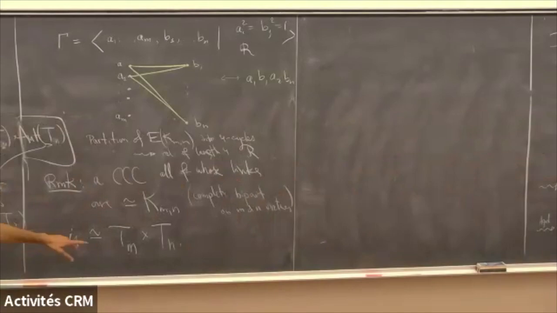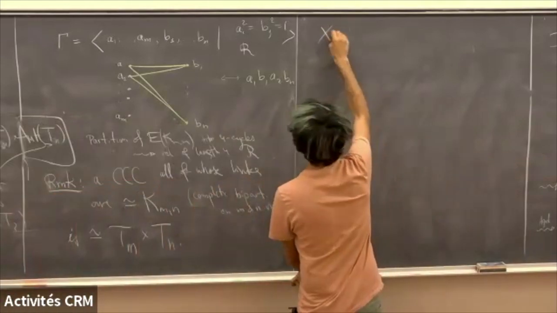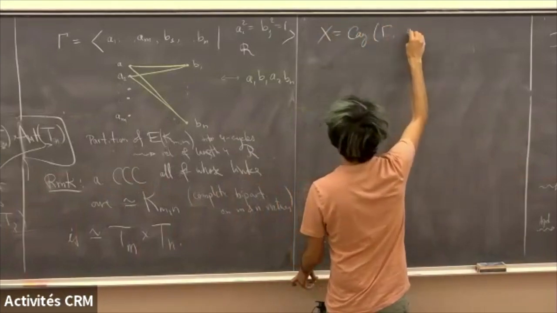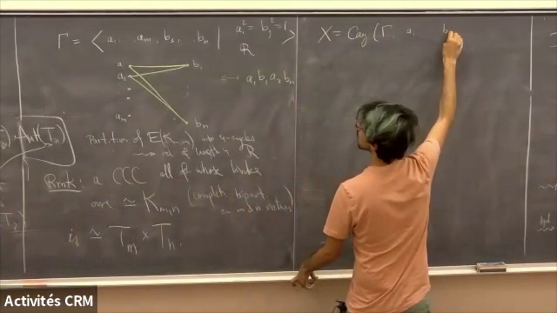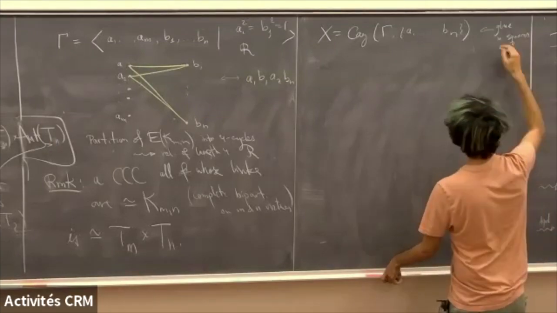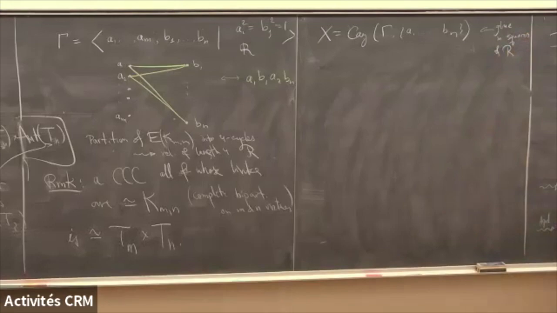And how do you create this product of trees? You just look at the Cayley graph of gamma with respect to this generating set. You mod out by a squared, right? You should crush this, and you should glue in the relations.